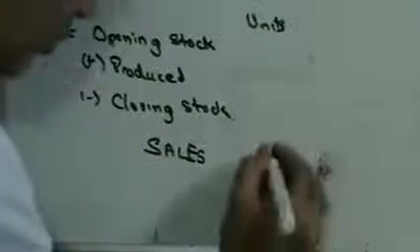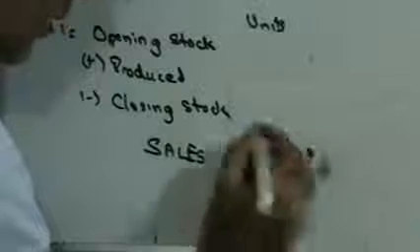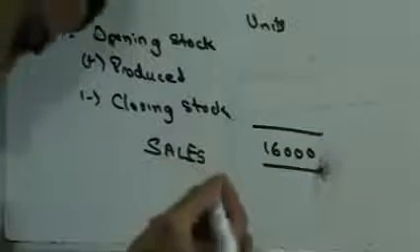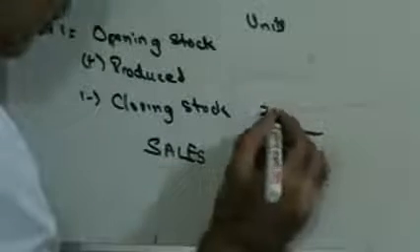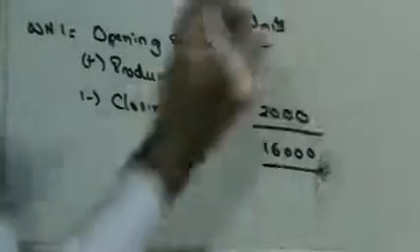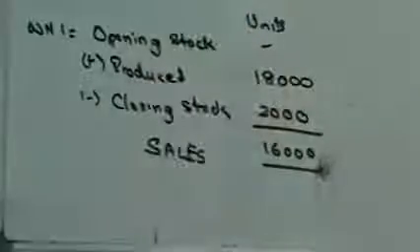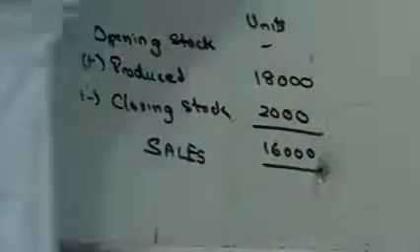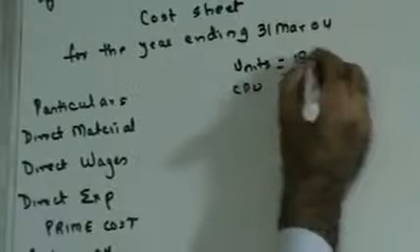Now they said that you are selling 16,000 units and the closing stock is 2,000 units. That means how many units you must have produced? There is no opening stock. That means you must have produced 18,000 units. 18,000 minus 2,000 will give you 16,000. So units is going to be 18,000.